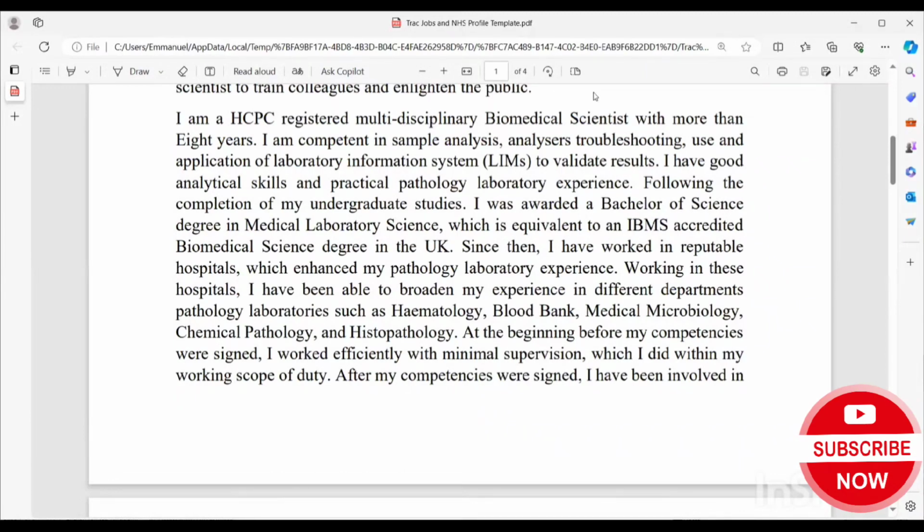Okay? Now, you can mention some of the laboratory information systems that you've used to validate results. I have good analytical, practical pathology laboratory experience and all of that. So mention a few things along that line. And I have worked in reputable hospitals. Don't talk down on your hospital, even if it is just a clinic. Sell yourself, okay? Mention a lot of things.